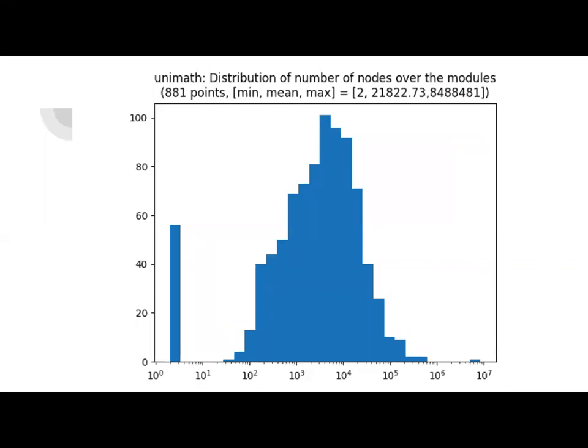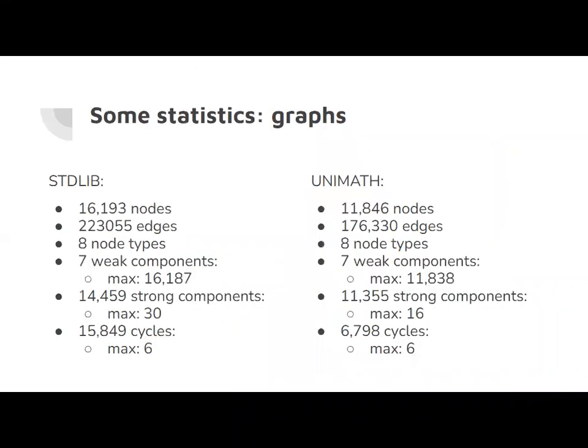Yeah, so here is a distribution for Unimath. In terms of nodes, it's bigger, and in terms of modules, it's bigger. But as we shall see, in terms of graph statistics, it's a bit smaller than the standard library. Both have approximately something above 10,000 nodes and 200,000 edges. Both have, interestingly, 7 weak components. And basically everything is in one large component except for some.